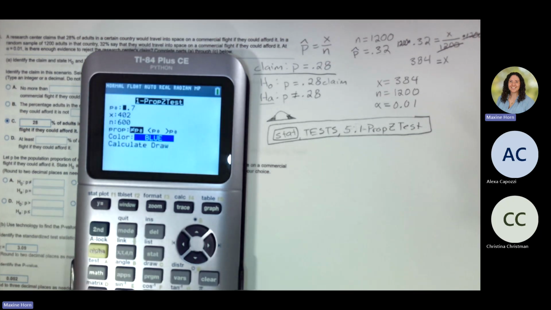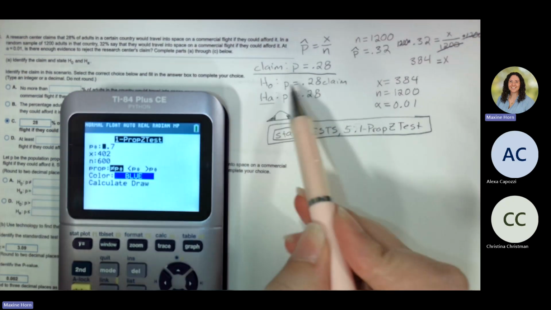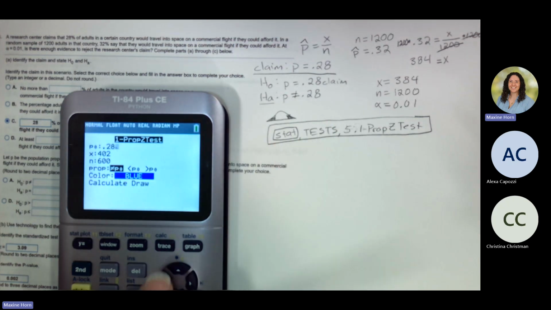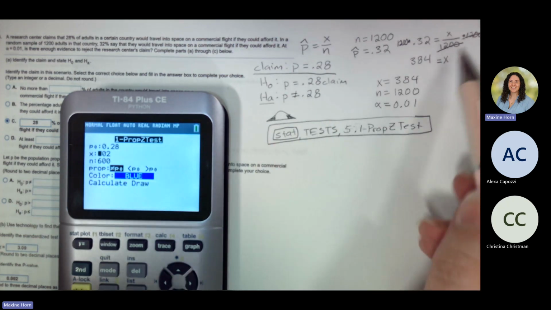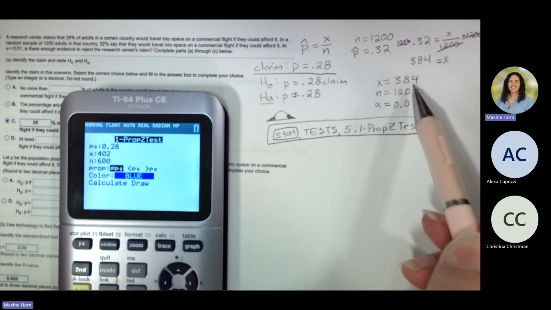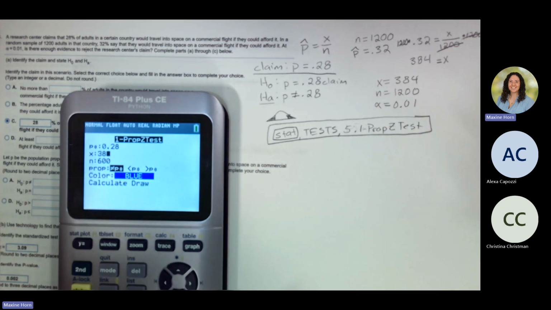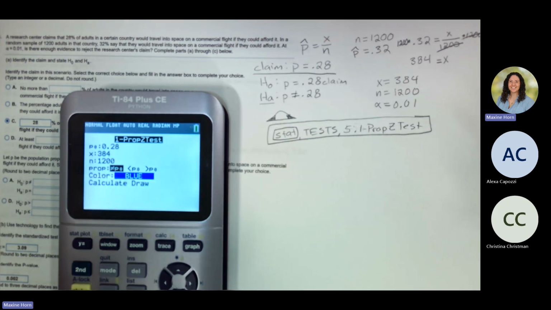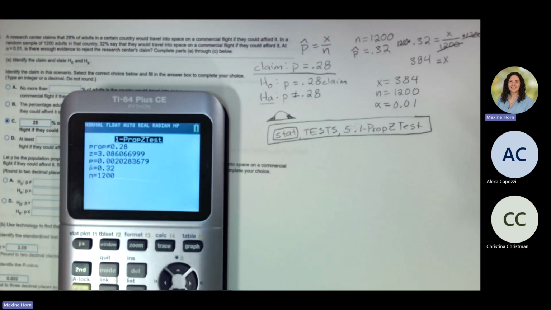All right, now we're going to plug in everything that we have. What is the number that is associated with our claim, or our null hypothesis? That's 0.28. Our x, right? That's why we did all that work, because we need to tell it specifically what our x is. 384. Our n is 1,200. And then we have to tell it what symbol was used in our alternative hypothesis, which is not equal to. Then we arrow down to calculate and enter.